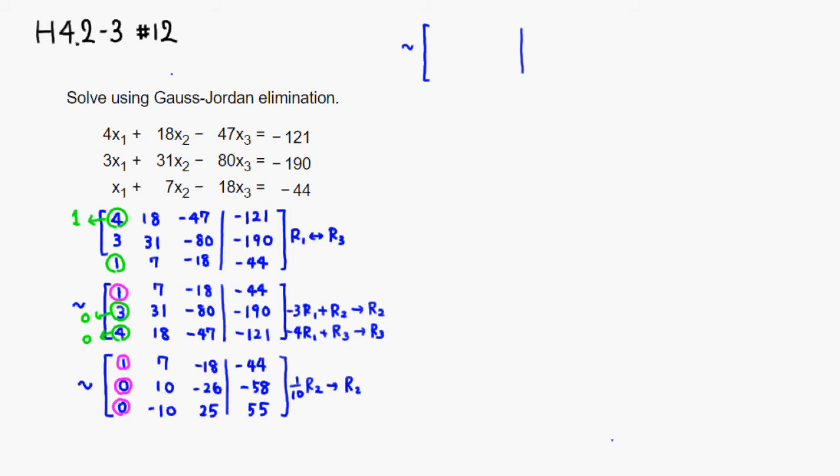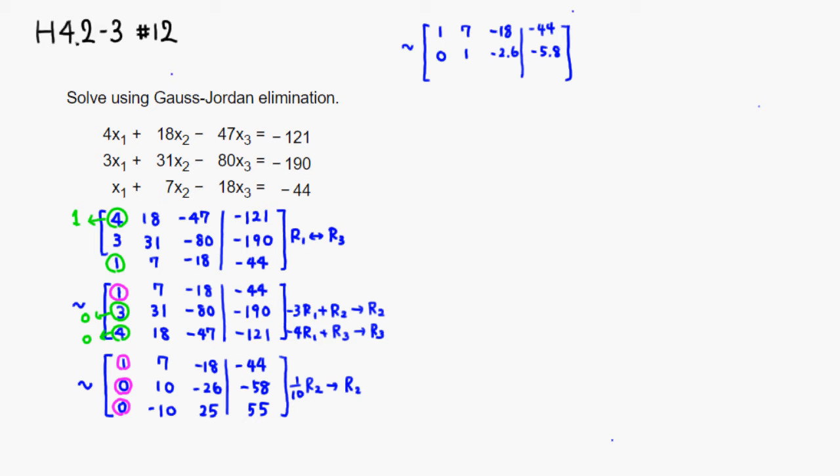No change is done to the first row and the third row, so I'm going to copy them. 1, 7, negative 18, and negative 44. Then we divide the second row through by 10, so you have a 0. 10 becomes 1, which is what we wanted. And then we divide by 10, so it's negative 2.6. Negative 5.8.